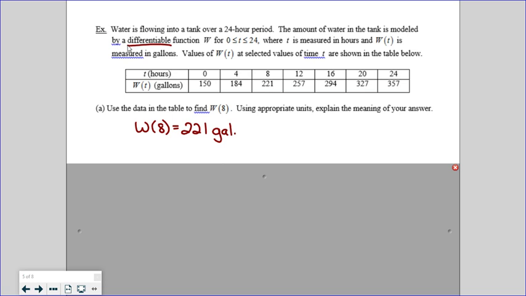And then we kind of go back up to the situation. It says the amount of water in the tank is modeled where t is measured in hours. So after 8 hours, there are 221 gallons in the tank. That would be explaining the meaning of my answer in a sentence. Okay. Any questions on that?